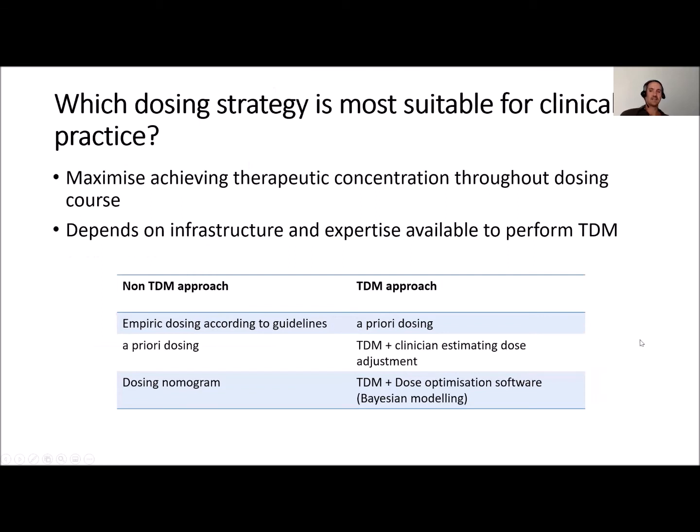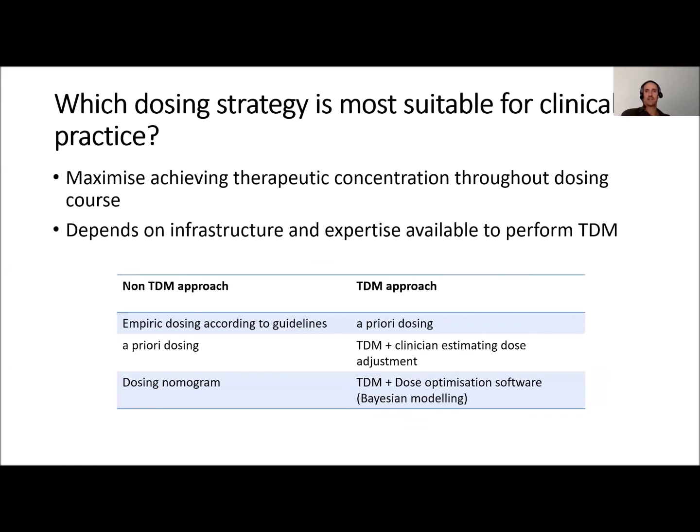So finally, and just to summarize, probably worth starting to think in your own practice, what is most suitable? The goal, we want to achieve maximized therapeutic concentrations throughout that dosing course. And as I've touched on, it's really dependent on your infrastructure and the expertise available to perform TDM. If we're looking at empiric dosing, if you do not have access to TDM, then I think guidelines is a valid, feasible option. You can also use a priori dosing from dose optimization software that doesn't require any levels, and we'll discuss that in a later session. And then once you have started dosing, then you can use dosing nomograms and just adjust according to things such as renal function.